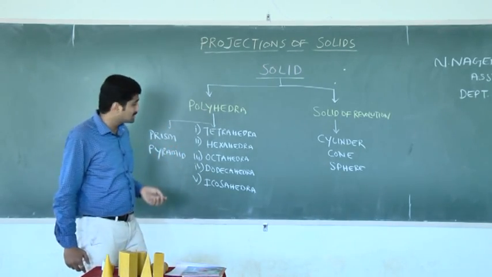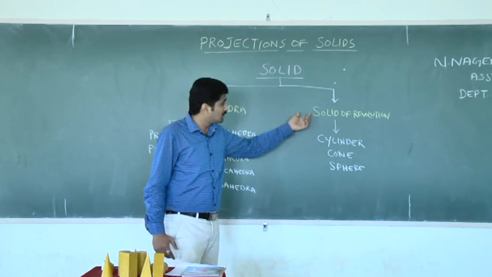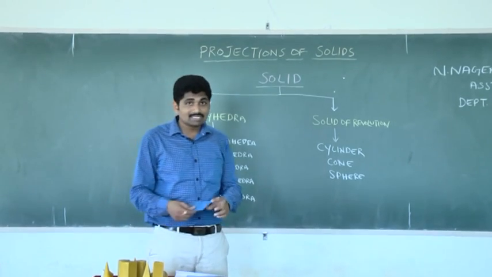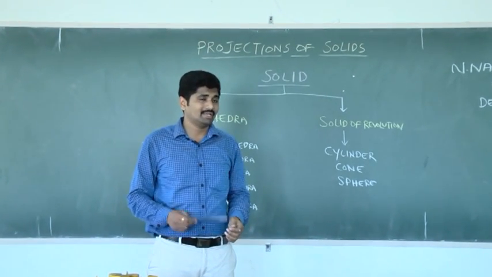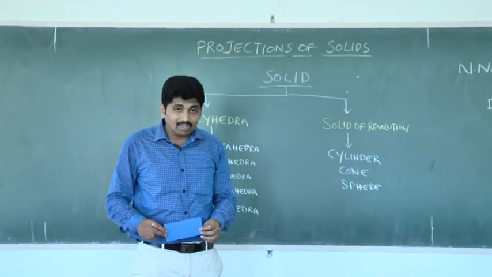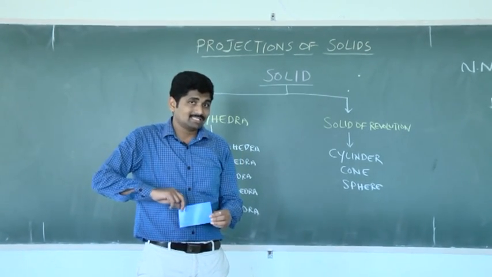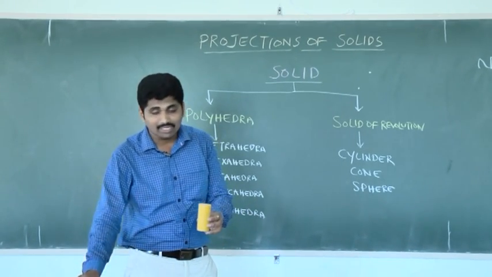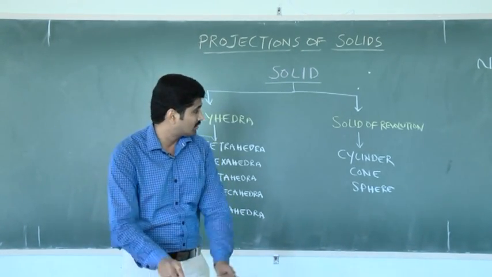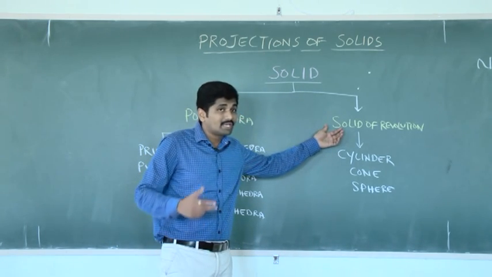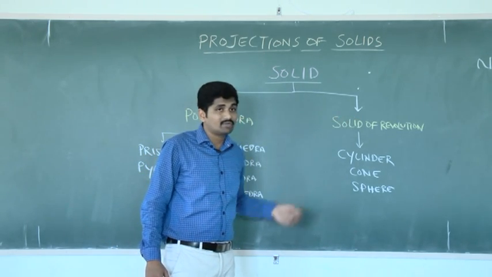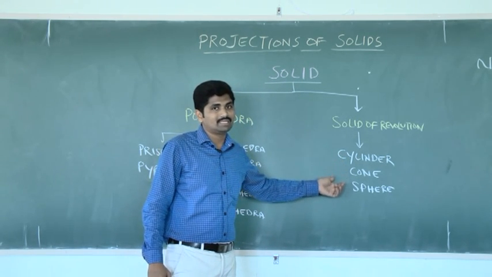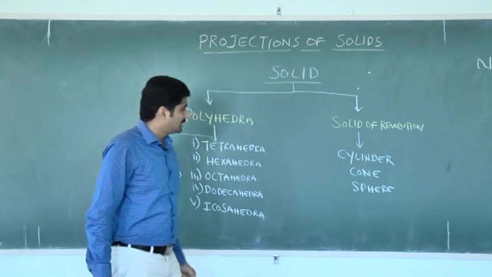Another one is solid of revolution. What does solid of revolution mean? If you consider a plane, rectangular plane or triangular plane or any other plane, and the plane rotates or revolves about its axis, it forms a solid of revolution. Here this is a solid of revolution and this is also a solid of revolution. The classification of solids of revolution is of three types: cylinder, cone and sphere.